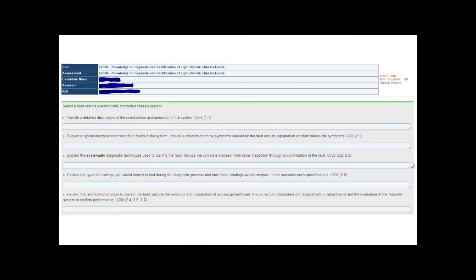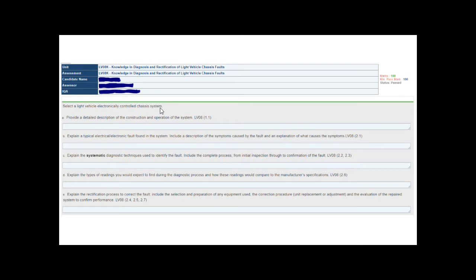Okay, this PowerPoint presentation is to help you with your LV08K written assignment. LV08 is chassis tech and the K is the knowledge part, so it's the written assessment. What you got here is the assignment brief, and I've covered over people's names, so it's just a screenshot of a generic assignment brief. And it says here that you need to select a light vehicle electronically controlled chassis system.